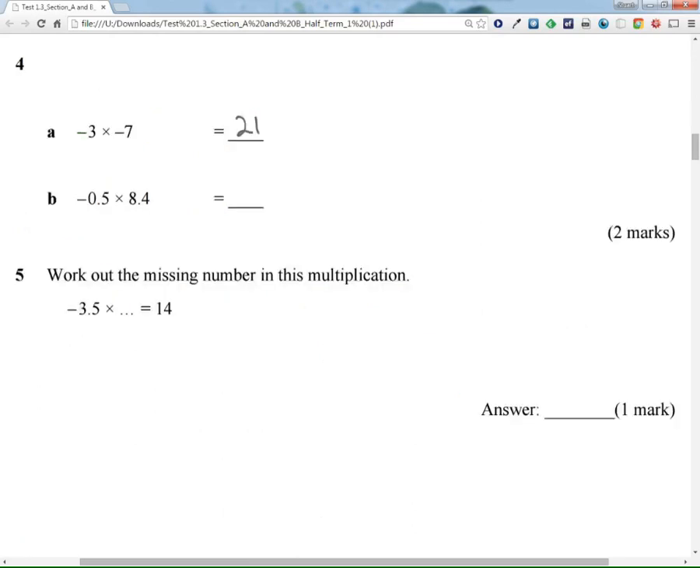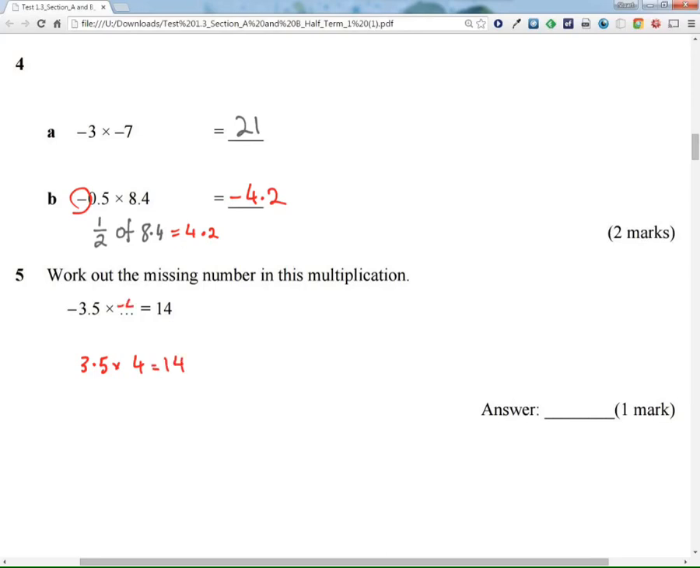Let's continue with the next question. So, given that fact that a negative number times a negative number is positive, negative 3 times negative 7 must be 21. Negative 0.5 times 8.4. Well, really, we're taking a half of 8.4, because 0.5 multiplied by something is the same as taking a half of it. A half of 8.4 is 4.2. But because we've got this negative sign here, we're doing a negative times a positive, so that gives us a negative answer, negative 4.2. Okay, in this question, number 5, we need to do 3.5 times something, times 4 is 14. Okay?